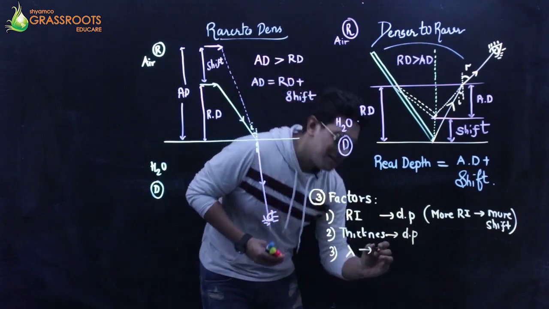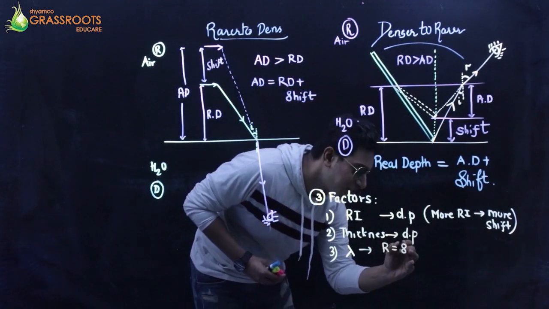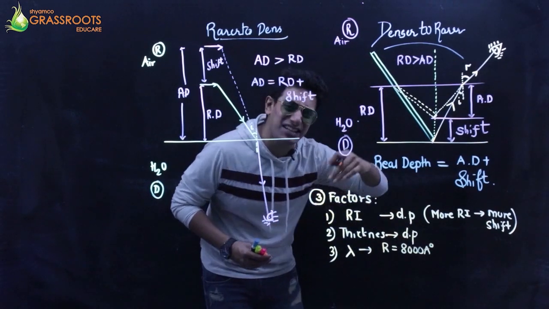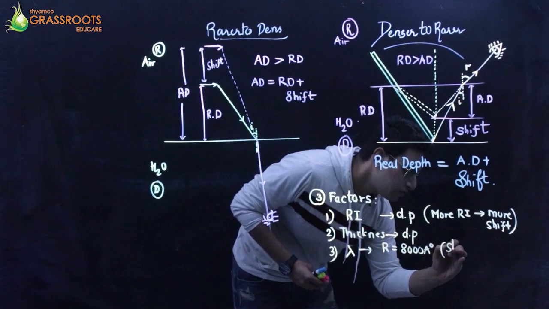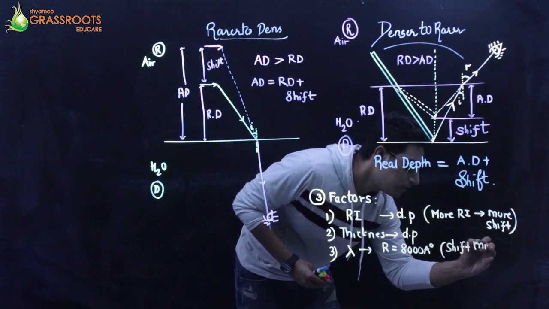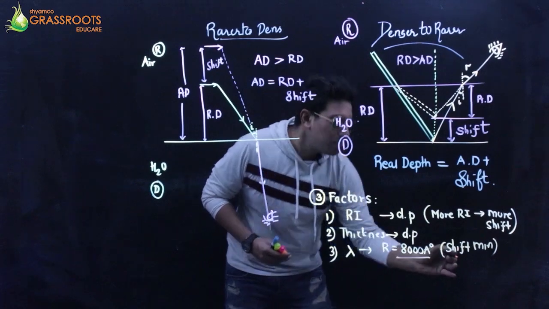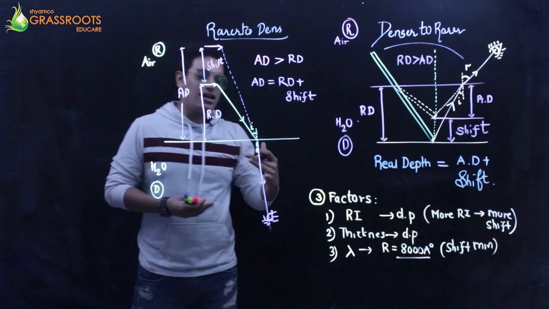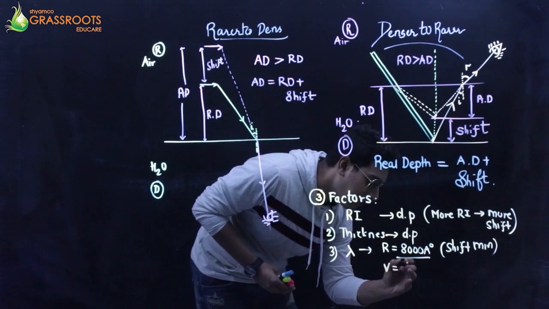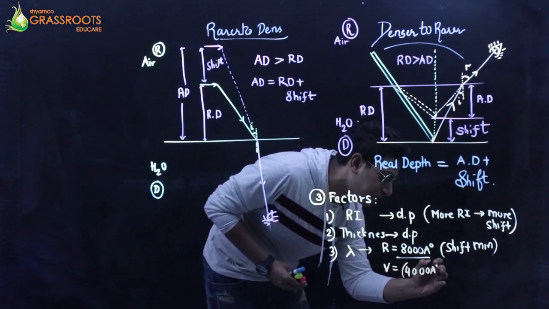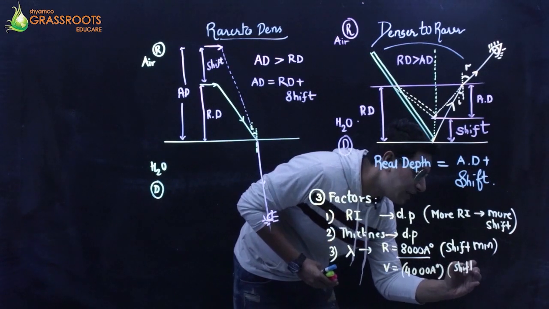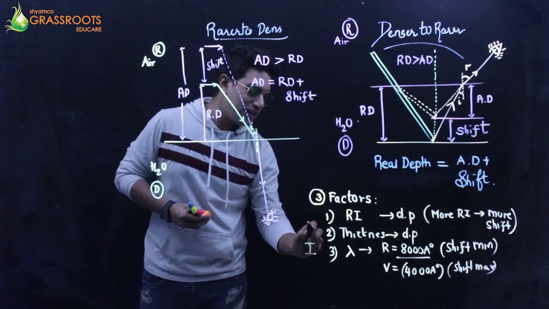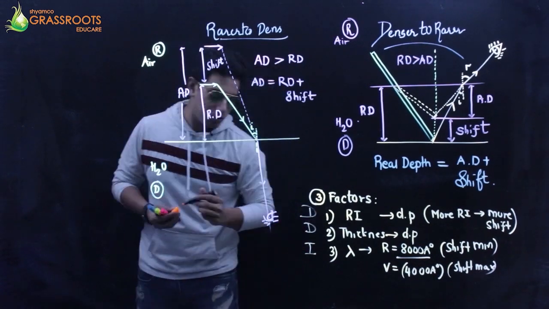Color or wavelength. Lambda for red colored light is 8000 angstrom units. And the shift for the red light is the minimum. So I think it's inversely proportional. More the wavelength, minimum is the shift, minimum is the bending. Violet colored light has a wavelength of 4000 angstrom units. The shift is maximum, right? So that was inversely proportional, directly proportional, directly proportional.